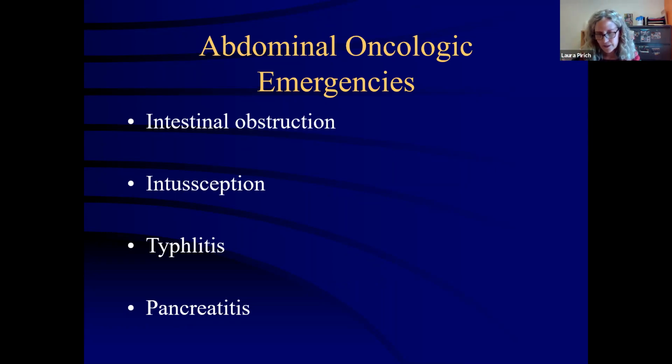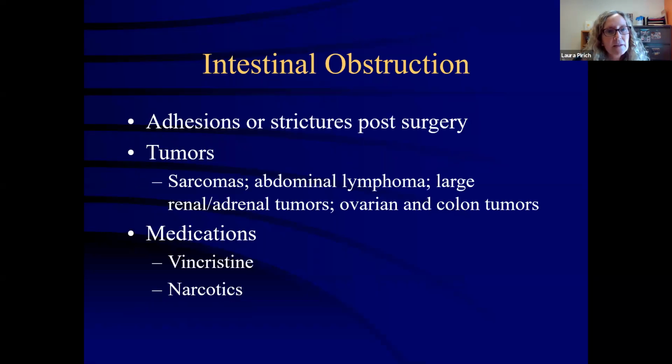Okay, abdominal oncologic emergencies. I usually don't talk about these, but when I was looking at that paper that I gave y'all, these are some things that we see perhaps a little bit more often than some of the neurologic complications or neurologic emergencies. So I thought these might be some good ones to talk about. We're going to talk about intestinal obstruction, intussusception, typhlitis, and pancreatitis.